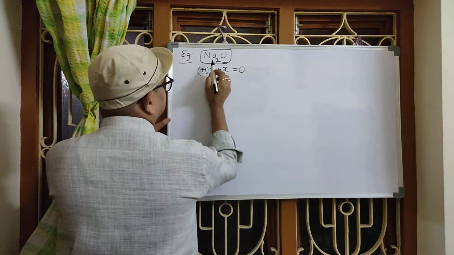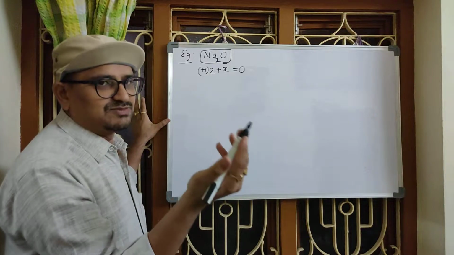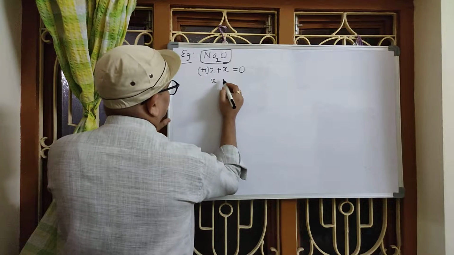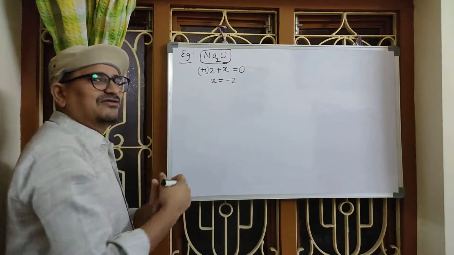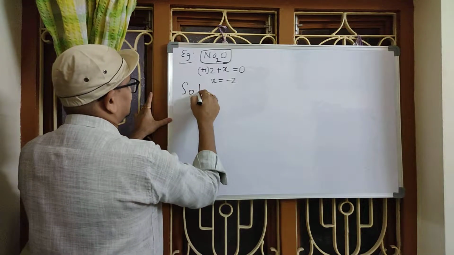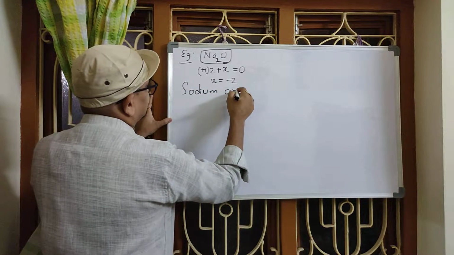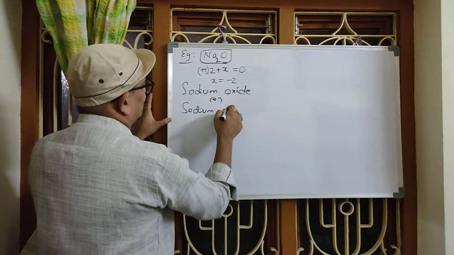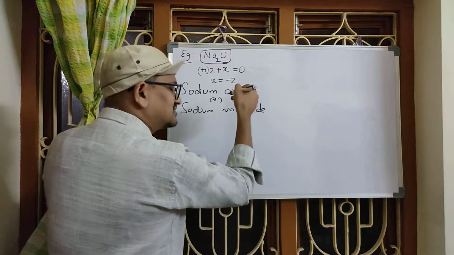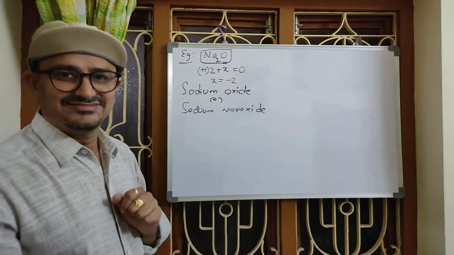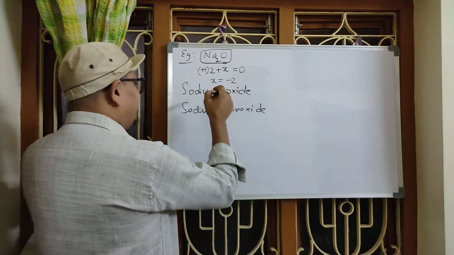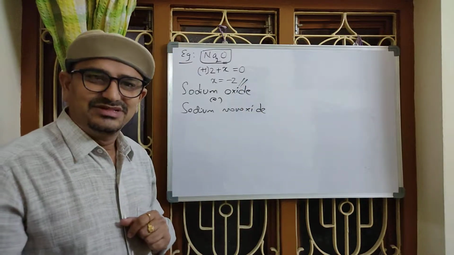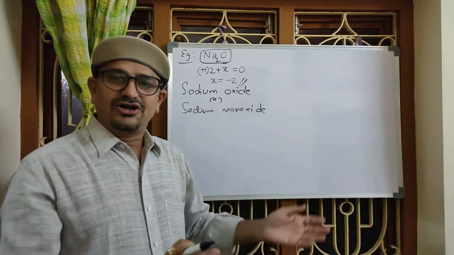So, +1 corresponds to that of sodium, because an alkali metal always shows +1. +1 into 2 sodiums plus X, which corresponds to oxygen, equals 0. X equals -2. What's the name of Na2O? Its name is sodium oxide or sodium monoxide. Both are the same. We can use monoxide for an oxide. Understood? See, in this sodium oxide, oxygen possesses which oxidation number? -2. So this example is specified in the list of rules actually.